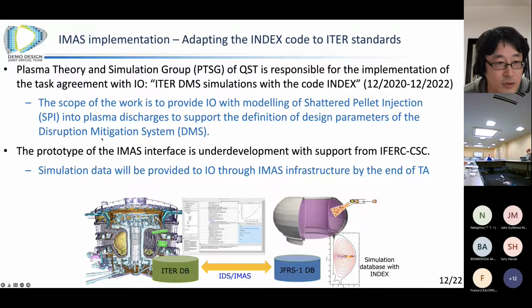To effectively implement this project, we are collaborating with the IFERC CSC to implement the IMAS interface into our code. The prototype of the interface has already been developed, and we are now preparing for the production run. We believe the simulation data will finally be provided to IO through the IMAS infrastructure when we submit all the data to the ITER organization.